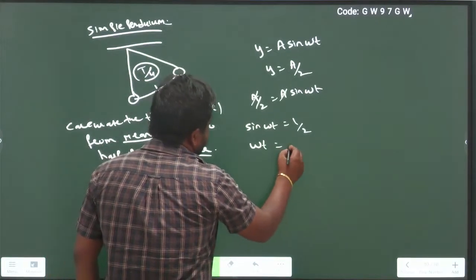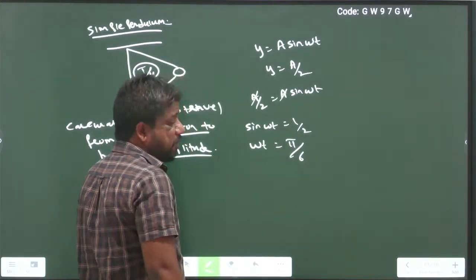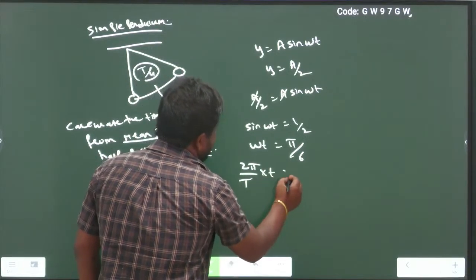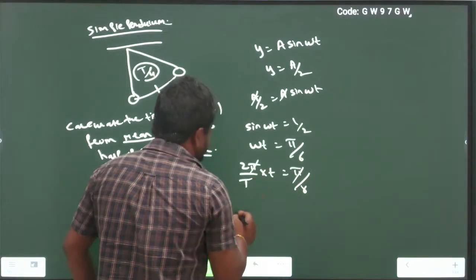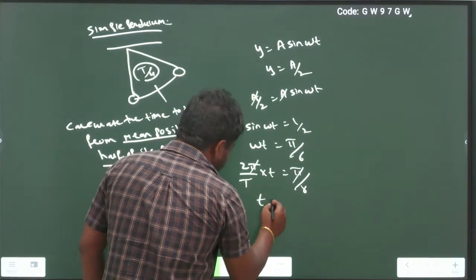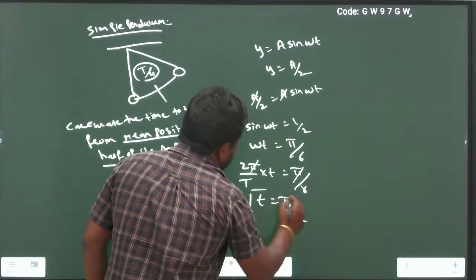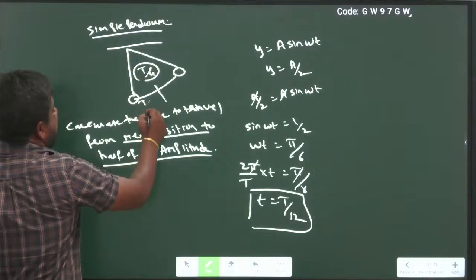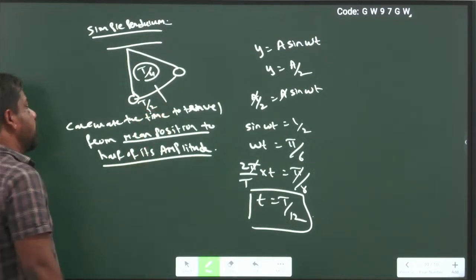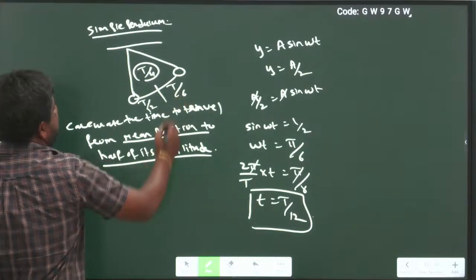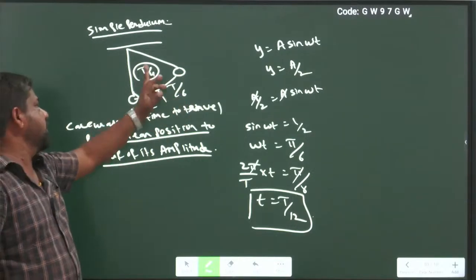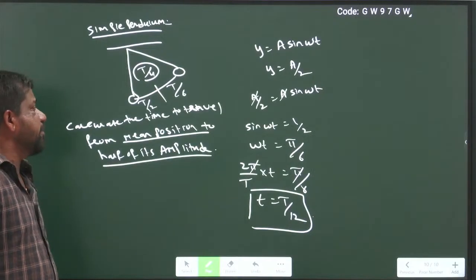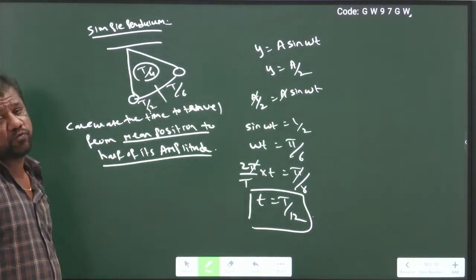Omega t is equal to pi by 6. Omega is equal to 2 pi by T, into small t is equal to pi by 6. Pi gets cancelled. Now small t is equal to capital T by 12. So that is why I told you from 0 to half the amplitude it will be T by 12. Obviously from here to here it will be T by 6. T by 12 plus T by 6 will be equal to T by 4. Right? This is one of the important questions. When such questions come, you should do it this way.